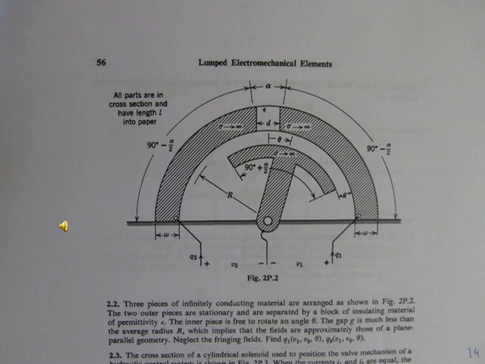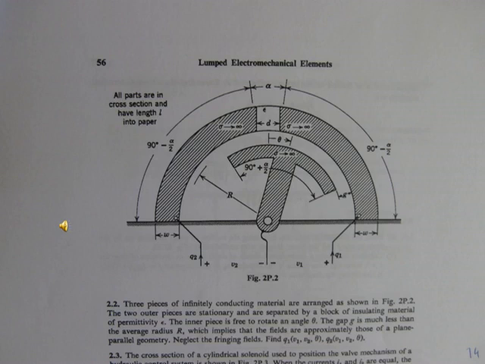The two other pieces are stationary and are separated by a block of insulating material of permittivity E. The inner piece is free to rotate at an angle theta. The gap g is much less than the average radius R, which implies that the fields are approximately those of plane parallel geometry. Neglect the fringing fields. Find Q1(V1, V2, theta) and Q2(V1, V2, theta). So three things have to be determined.